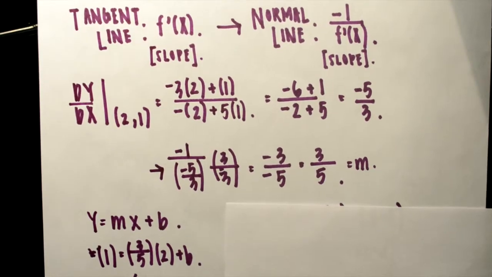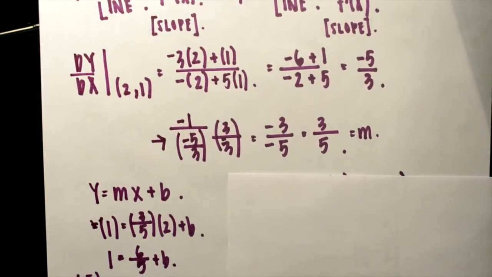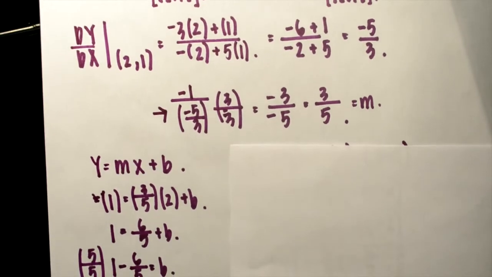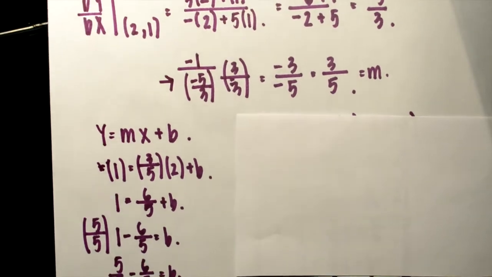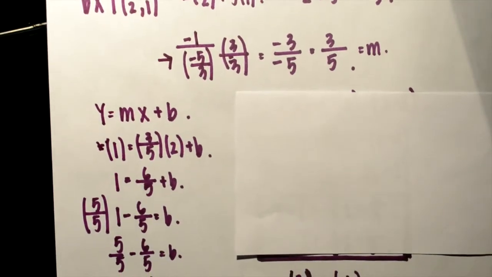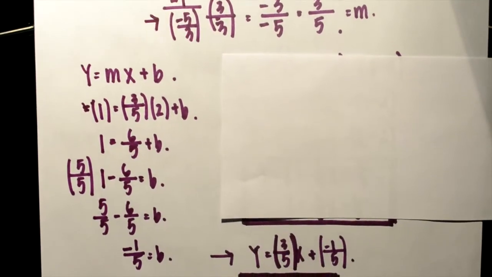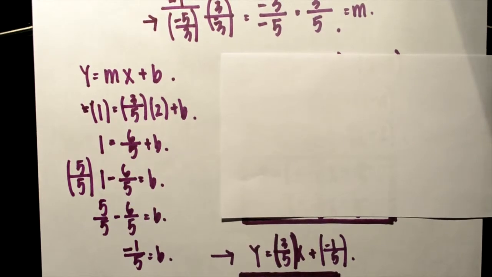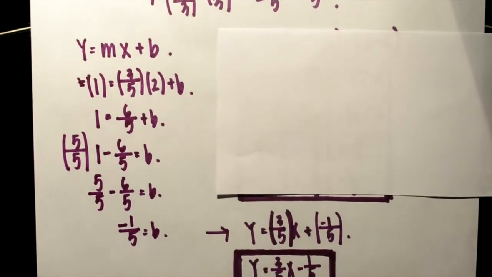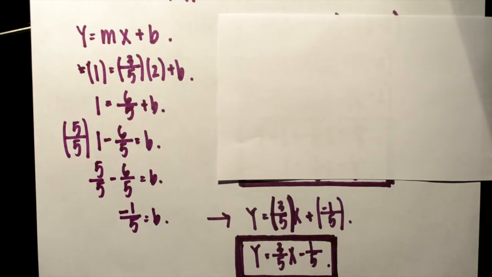Now the equation for a line is y equals mx plus b, and in our case, y is 1, m is 3 over 5, and x is 2. With this, we solve for b. Now after we solve for the b value, we simply plug that into the normal line equation as well as the m value. Then we get y equals 3/5 x minus 1/5.